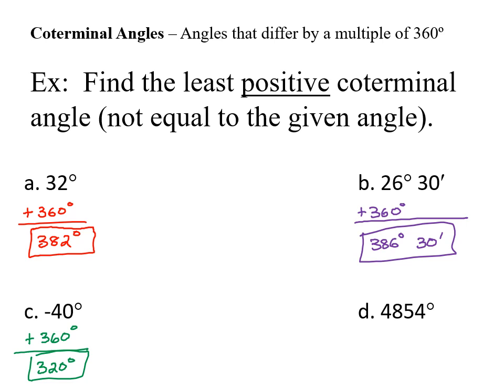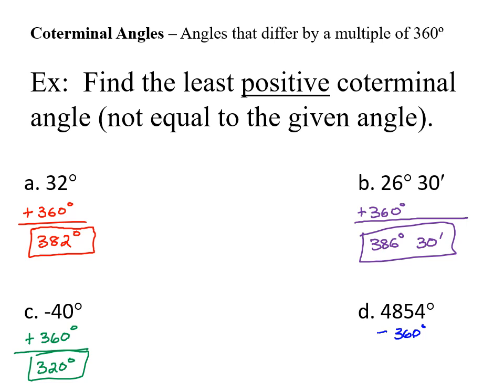Now, as far as the 4854 in the corner on the other side here, you would have to take off several 360s because you're looking for the first positive coterminal angle, the first angle you would get before you went into the negatives. So we're going to have to subtract 360 multiple times. And I mean multiple times.